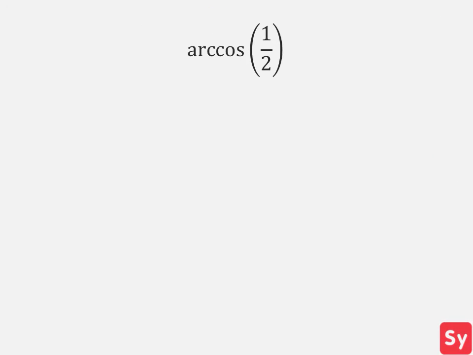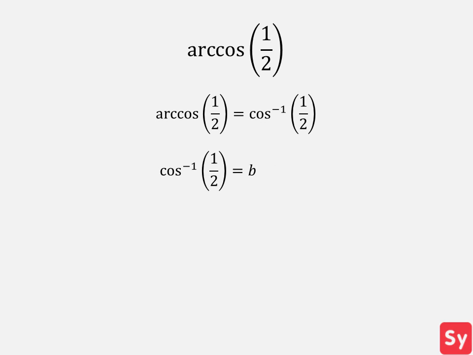Here's an example. We want to evaluate the arc cosine of 1/2. We know that this is the same thing as the inverse cosine of 1/2. We set this equal to some number b. Next, we take the cosine of each side, and we get that 1/2 equals cosine of b. Next, we think, the cosine of what radian or degree will give us 1/2? You can use the unit circle if you need help. We know that cosine of pi over 3 equals 1/2, so b equals pi over 3, which is our answer.